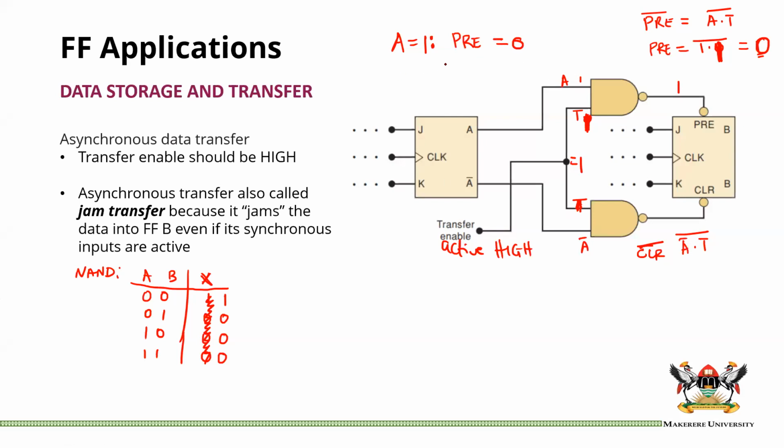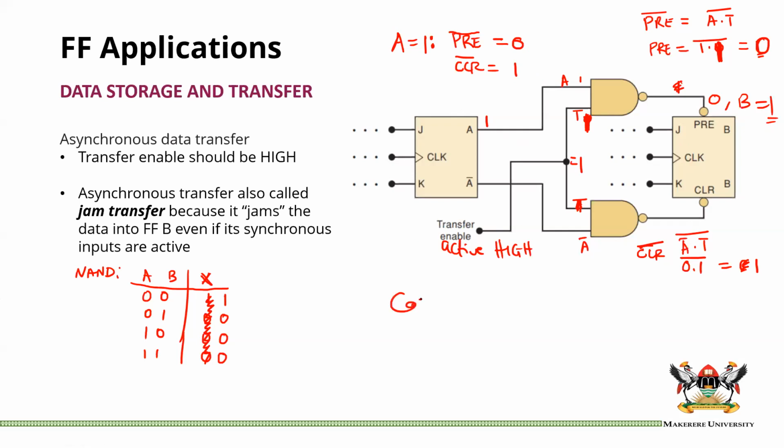Now, when A is 1, the clear, obviously, will be 0 and 1 with a bar, which is actually 0 with a bar, which is a 1. So clear will be actually 1 and preset will be 0. And we know that when our preset is 0, we are going to have B equal to 1. So our 1 at A somehow ends up in that flip-flop, and that is data transfer.